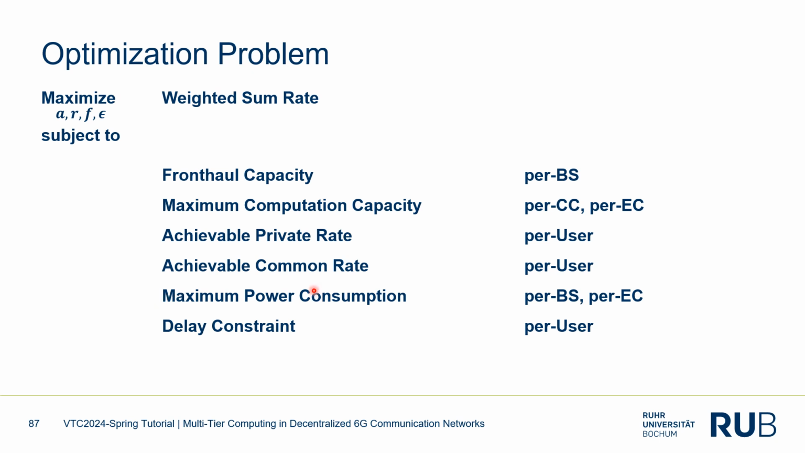Furthermore, we have the maximum power consumption at the base stations, which only consists of the transfer power, and at the edge clouds, which consists of the joint computation, communication, and operational power. At last, we have a delay constraint per user.